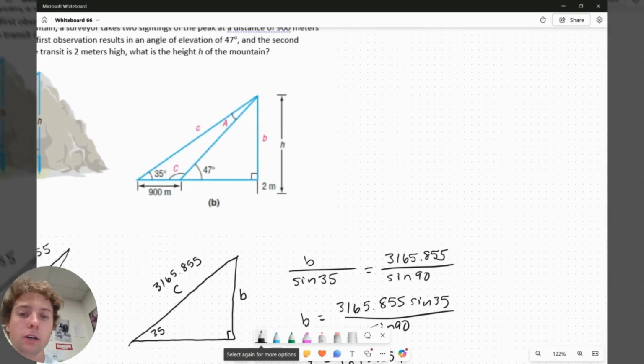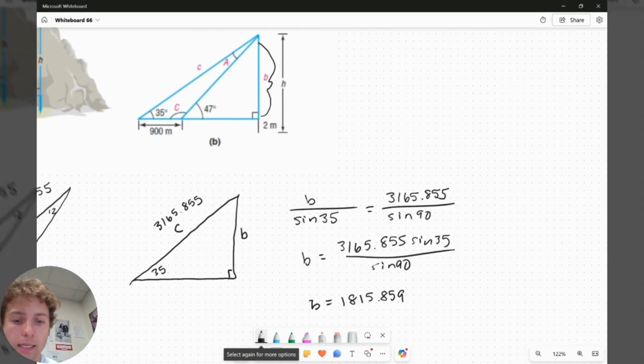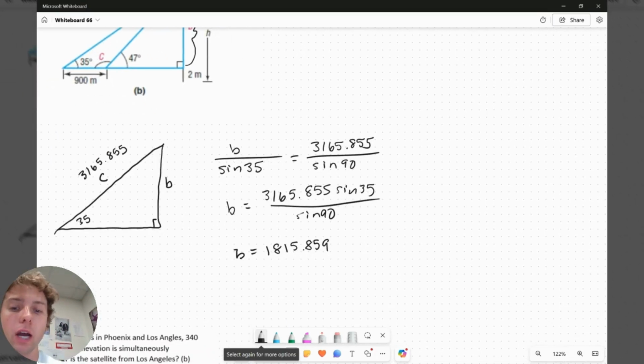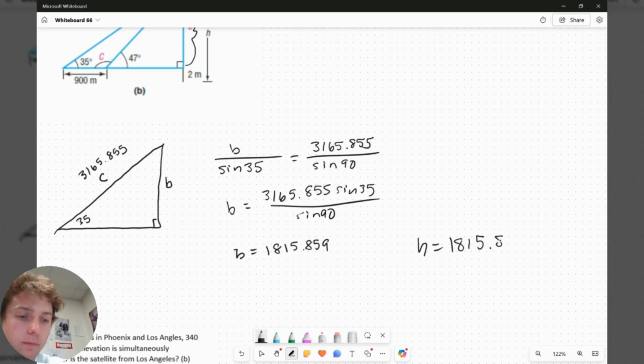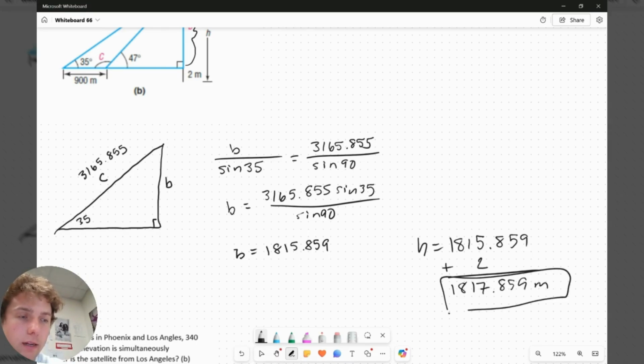Well, if we look at our diagram again, we found this value of B is the 1850. So in order to get the entire height of the mountain, you have to include where they were measuring it from, which was roughly 2 meters above the ground, where their eyes were. So now to find the height, we can do that simple addition. Add the 2 with it, and we find that the height of the mountain is 1817 meters instead. There is our final answer.